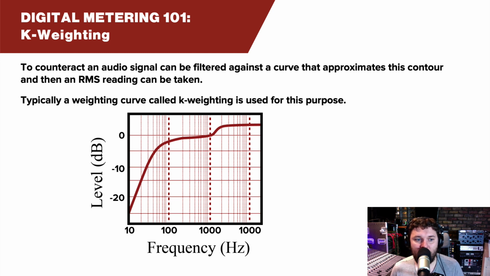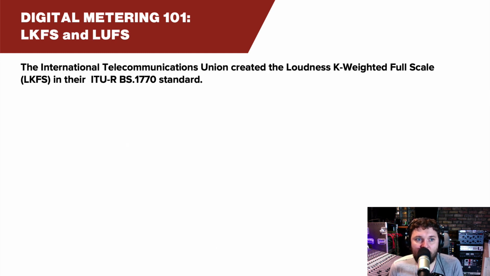So for instance, if your audio signal doesn't contain a lot of low frequency information, it's going to appear even lower once it's gone through this filter, and therefore the RMS reading is going to change, weighted by frequency. And this has been utilized in several different types of digital meter. So the first is LKFS, and this was invented by the International Telecommunications Union, and that stands for Loudness K-Weighted Full Scale.